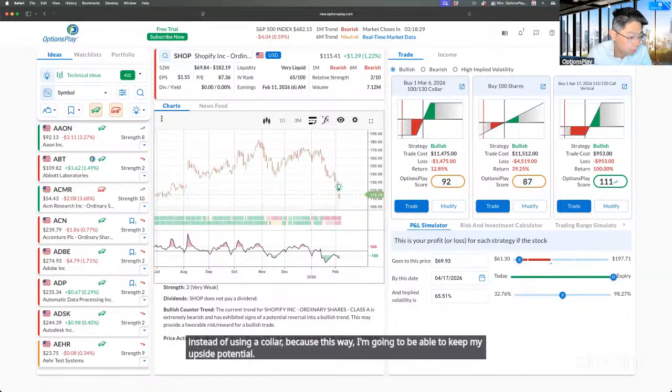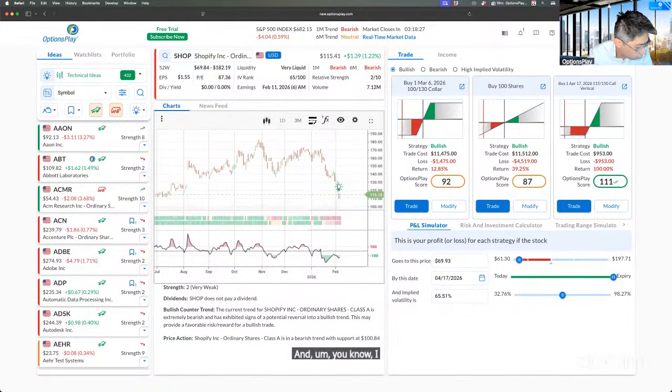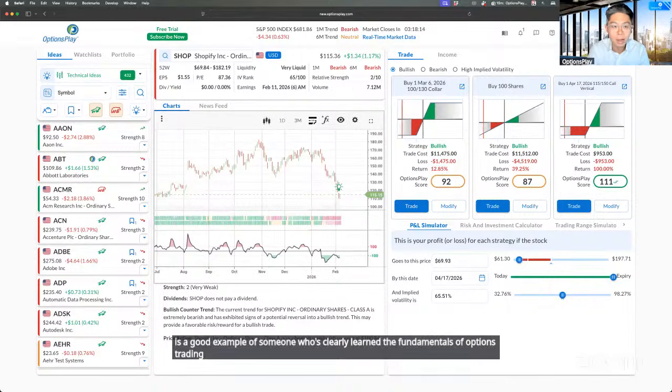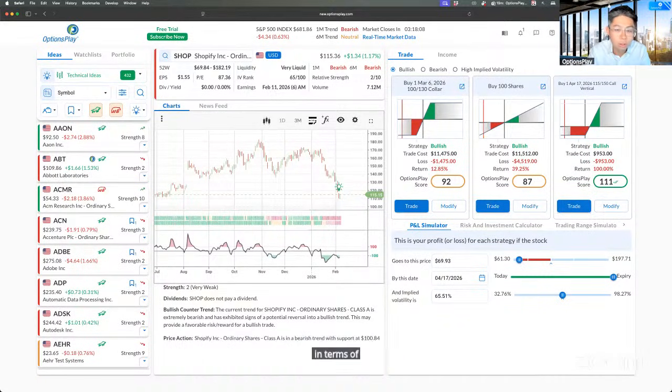And I think Raju's question is a good example of someone who's clearly learned the fundamentals of options trading and is now starting to apply those fundamentals in terms of variations to how to achieve different results based on what you need, right?